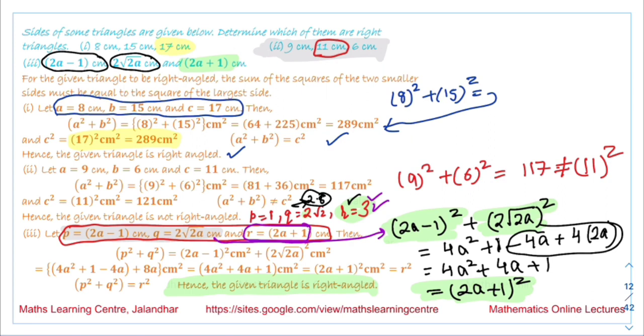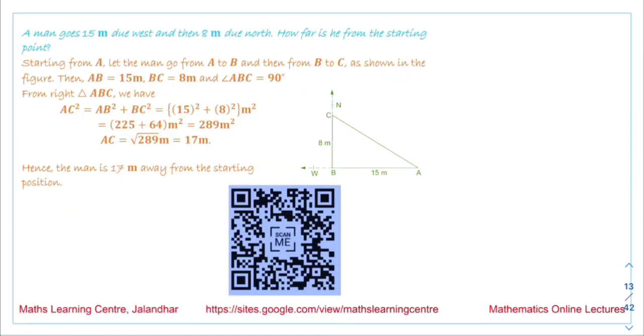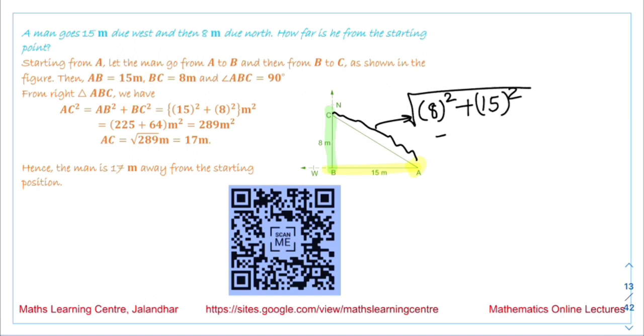Next is, a man goes 15 meter due west and then 8 meter due north. So suppose the man started from the point A, he has moved 15 meter due west, and after that he has moved 8 meter to the north. How far is he from the starting point? So we are getting this triangle over here. Basically how far he is from the starting point is this distance, and this distance is the square root of 8 square plus 15 square, and the answer we will get is square root of 289, that is equal to 17 meters.